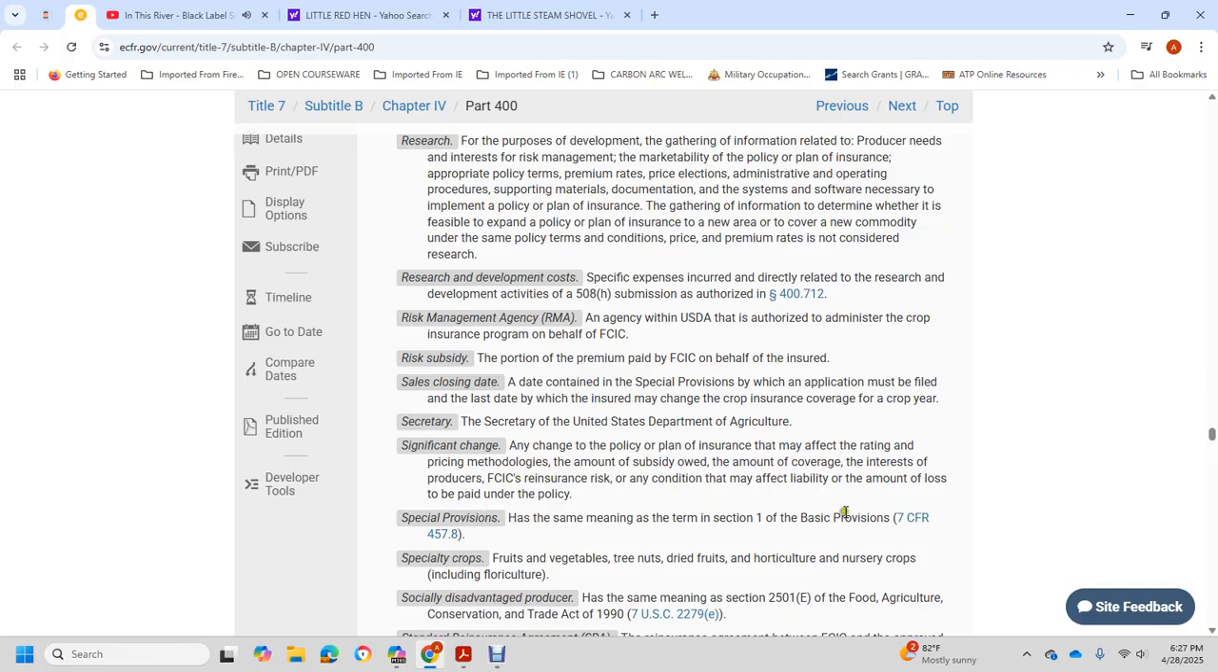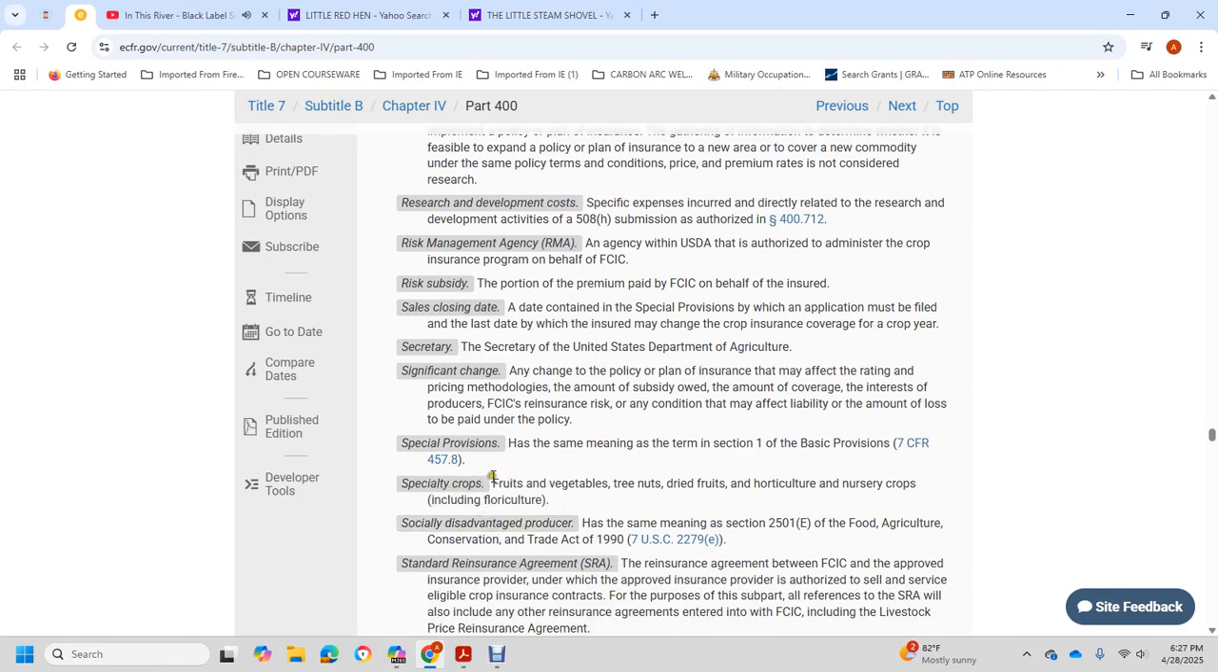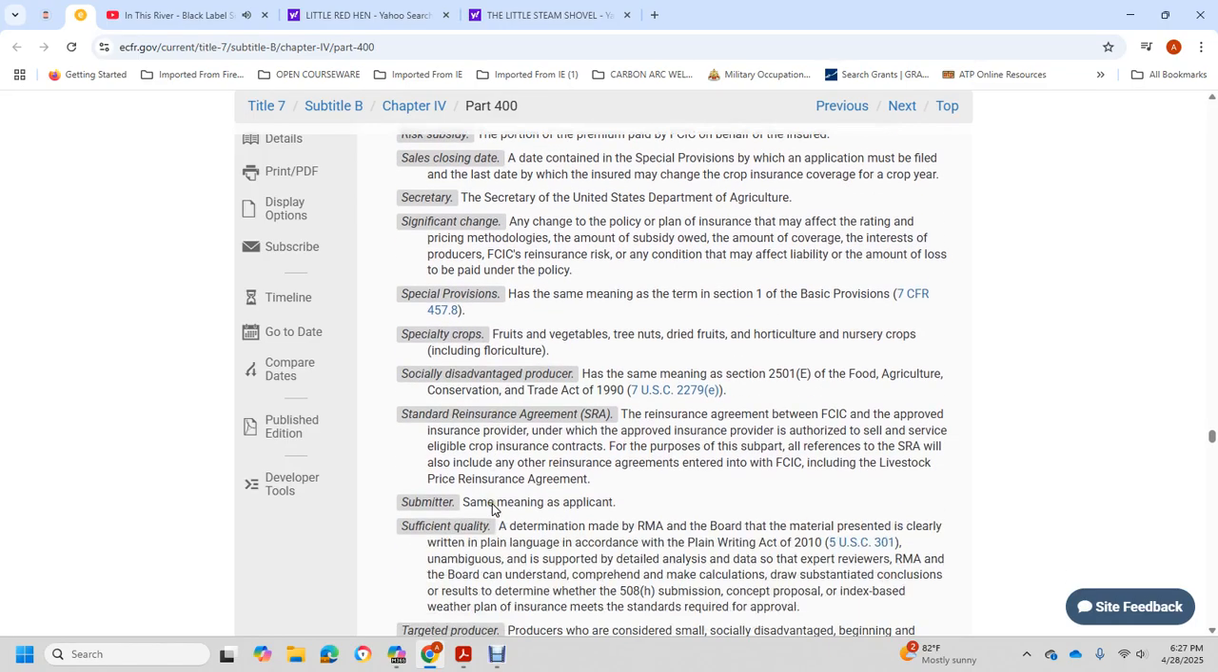One special section, basic provision, Title CFR 457.8, special crops of the fruits, vegetables, tree nuts, dried fruit, horticultural nursery crops. Socially disadvantaged producers have the same meaning as in Section 2501 of the Food, Agricultural, Conservation, and Trade Act of 1990.